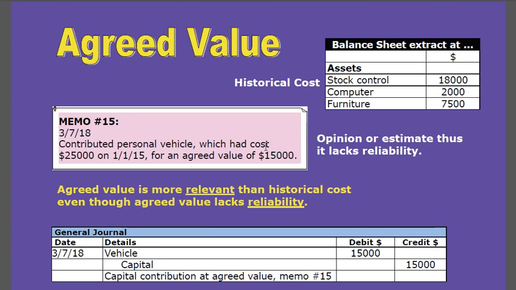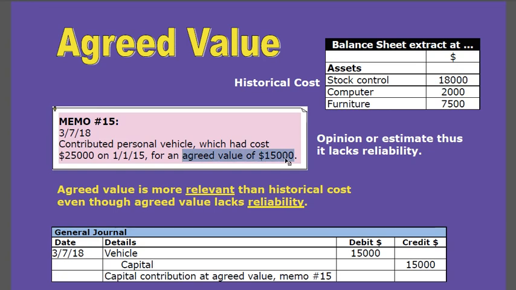The owner is separate from the business. So when the owner purchased that vehicle on the 1st of the 1st, 2015, that $25,000 was not the historical cost for the business entity. That was the historical cost for the owner as an individual. So that $25,000 historical cost is irrelevant to the business entity. And that's why we come up with this agreed value, in this case $15,000.